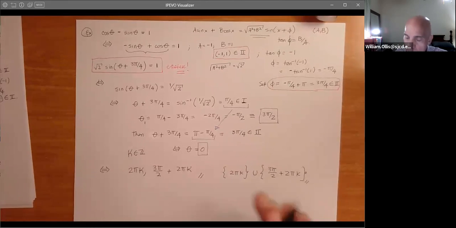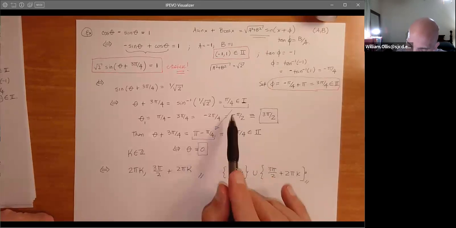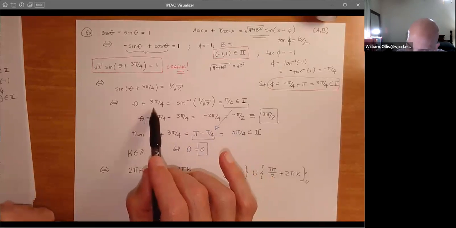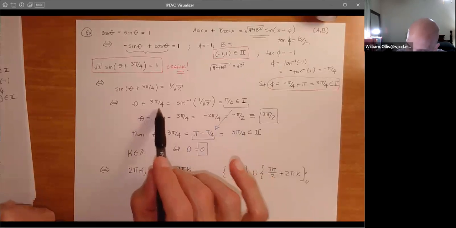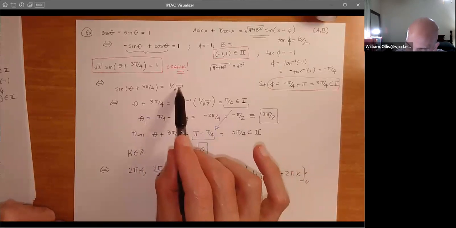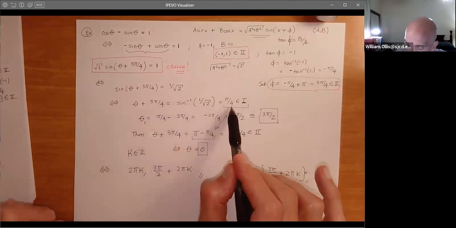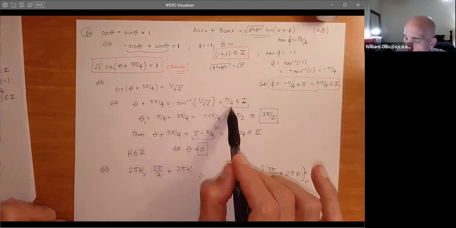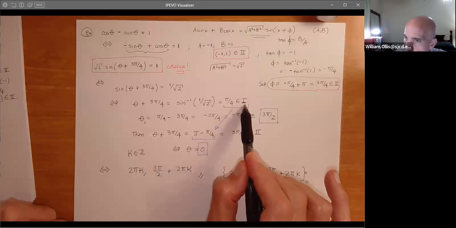So again, what we're seeing here is that the sine function is not one-to-one. So this argument that we have here, when we apply the inverse sine, will be equal, in this case, to the inverse sine of 1 over root 2. We know that's pi over 4 from the unit circle. That's in the first quadrant.